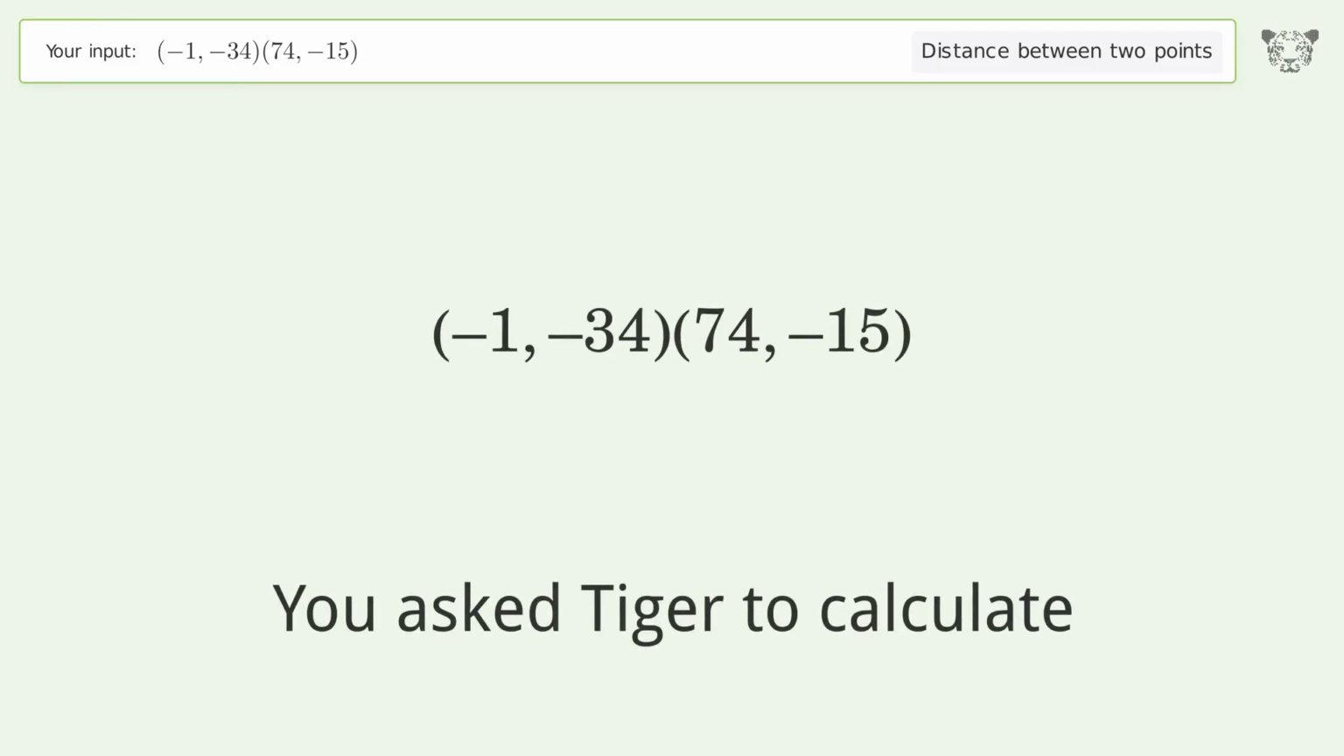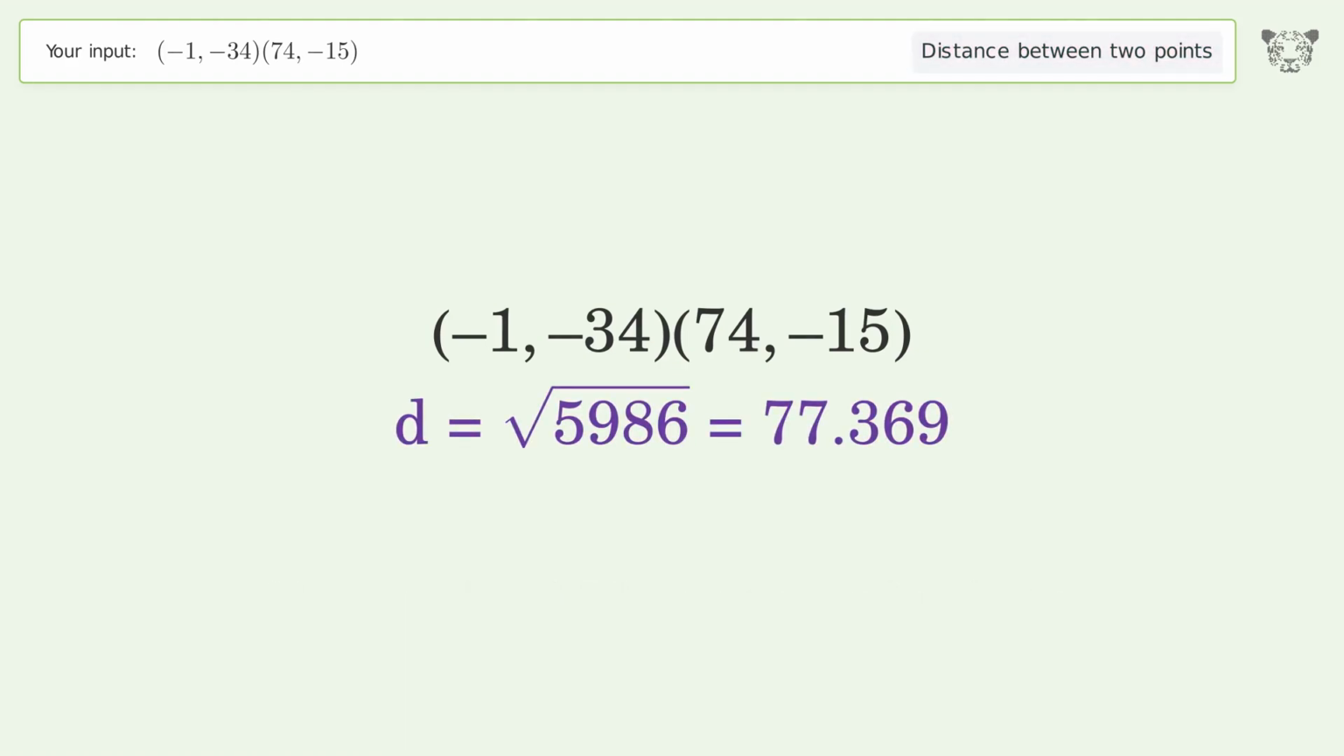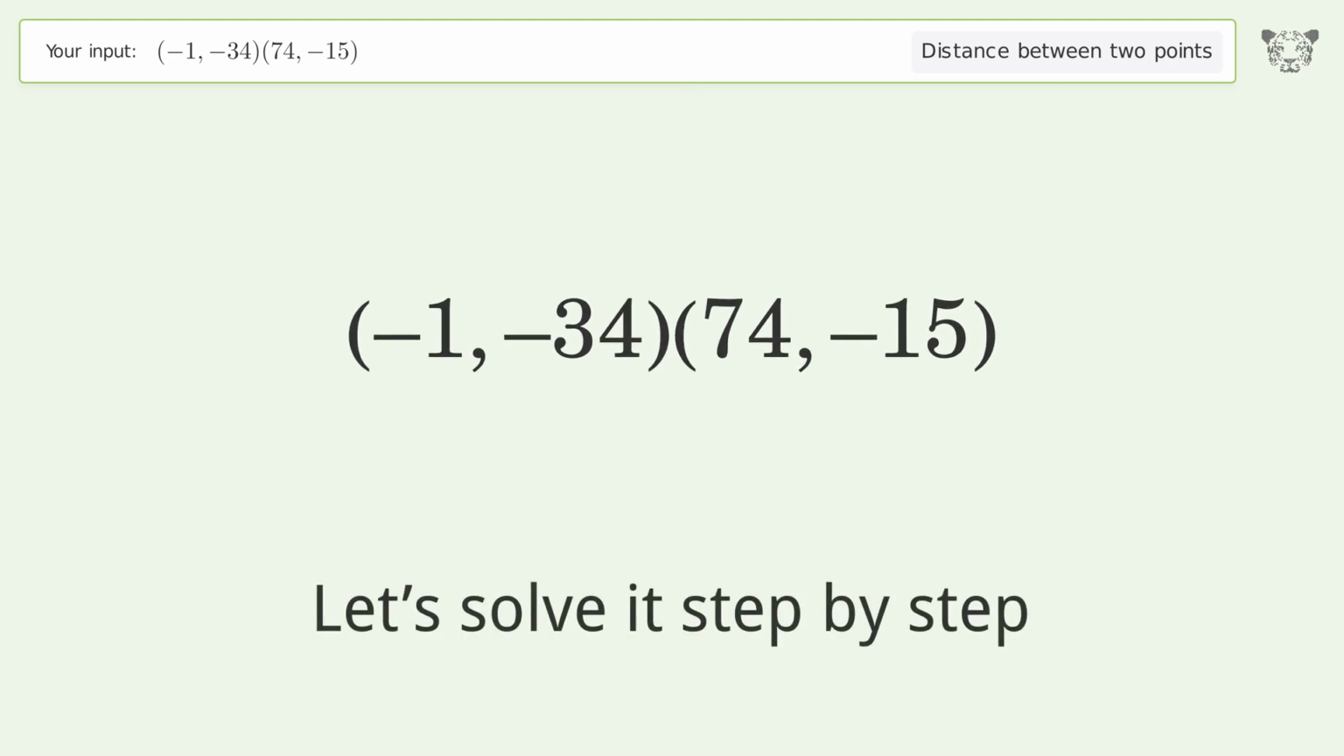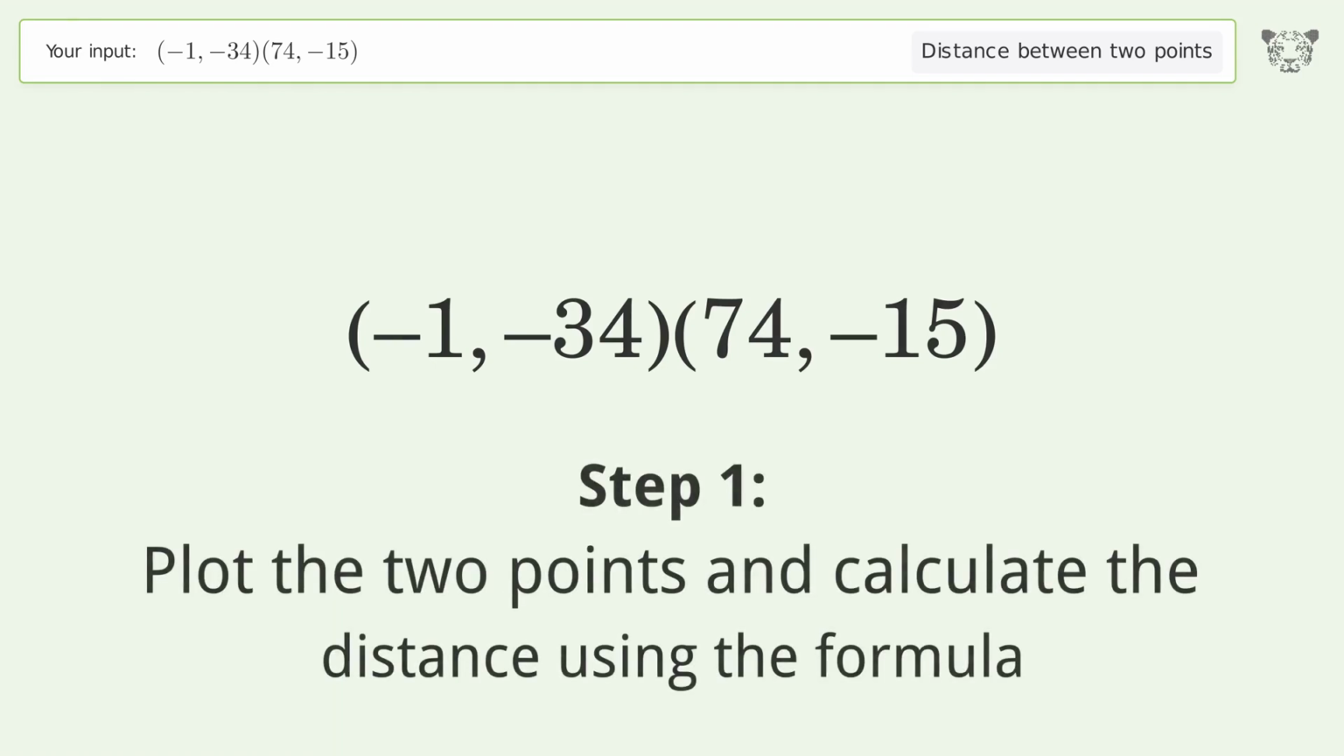You ask Tiger to calculate. This deals with the distance between 2 points. The distance between the 2 points is the square root of 5,986, or 77.369. Let's solve it step by step. Plot the 2 points and calculate the distance using the formula.